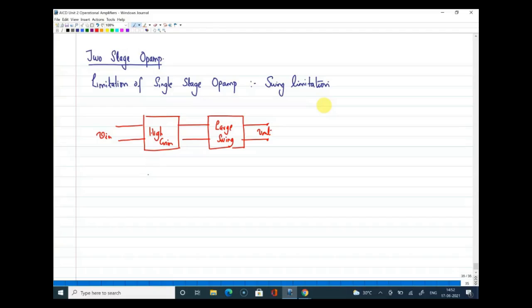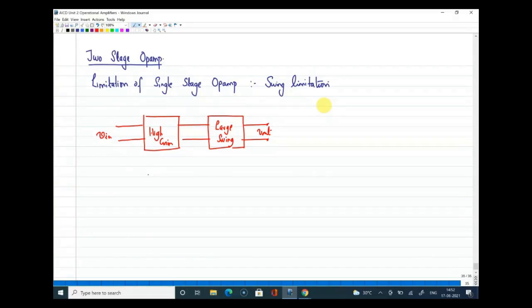Now, are you guys with me? Can I get your response in the chat box? Are you listening to what we are doing as two-stage op-amp? The need of two stages, and how we are using individual stages: the first stage for high gain, and the second stage for high swing or large swing. Yes, thank you for your response.